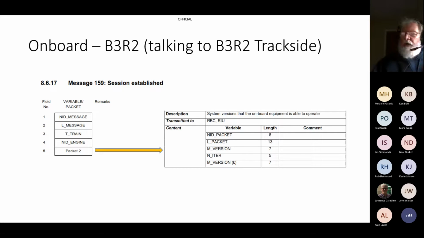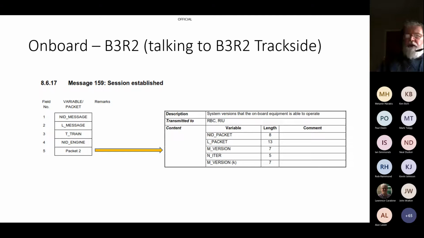However, if we move on to baseline 3 release 2, and the onboard is talking to a baseline 3 release 2 trackside, it will respond with a packet 2 in that optional field. And it's no longer optional, it is now mandatory. And packet 2 is a list of the system versions that the onboard can support. So in baseline 3 release 2, that is what happens. However, there is a problem.